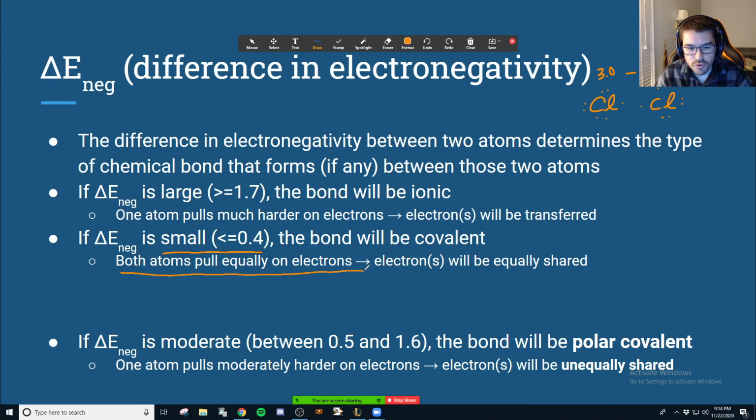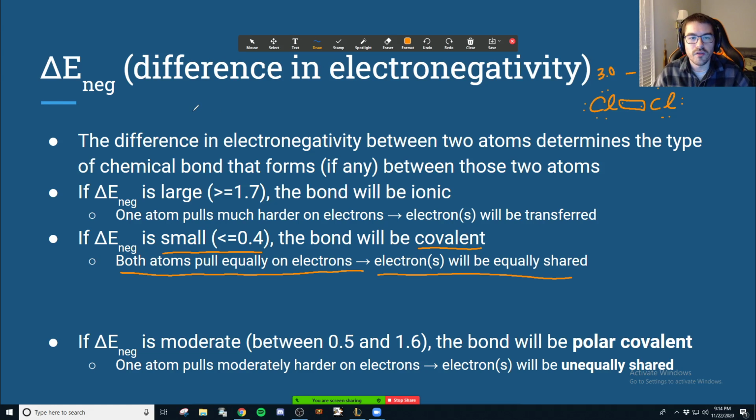Both atoms pull equally on the electrons, and so in order to satisfy that octet rule, to reach that electron configuration of a noble gas, they're going to share these two electrons between them rather than one stealing it away from the other. And so in this situation, electrons end up being equally shared, and that's what we call a covalent bond.